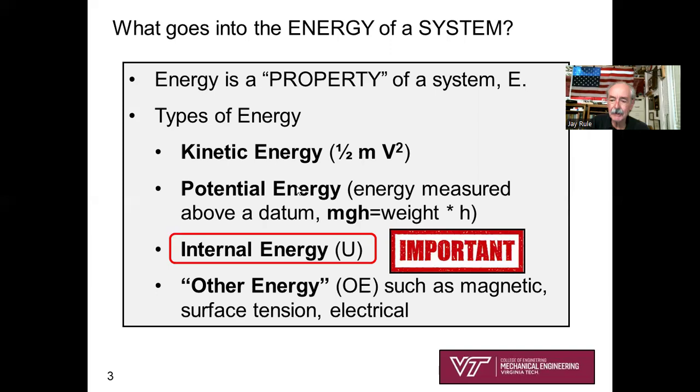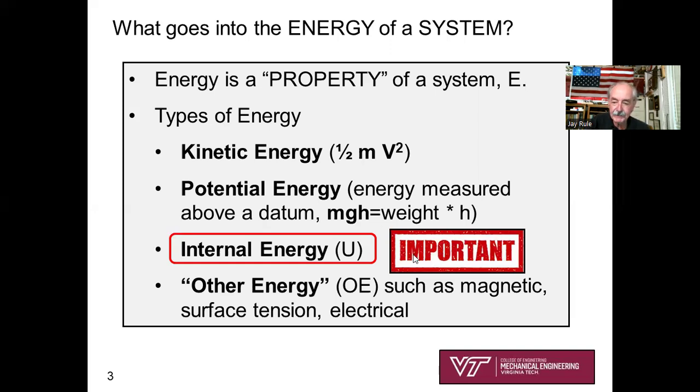The potential energy of a system. Remember, potential energy was a measure of energy above some datum, like the ground. That would be where Z equals 0, but your mass is elevated above that level. The definition of potential energy is mgh, where m times g, of course, is the weight of the system, times the height, h, above the datum. I think in one of my previous videos, I called that Z. Okay, but you get the idea.